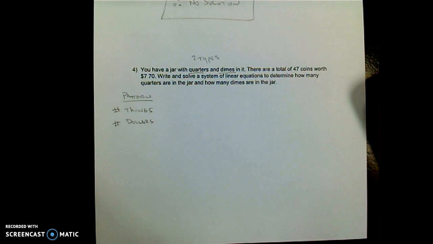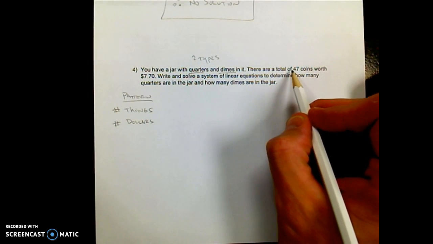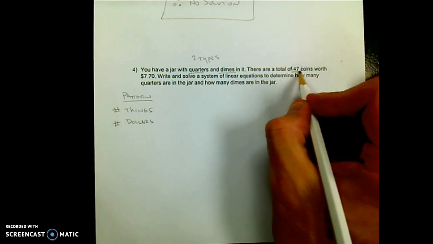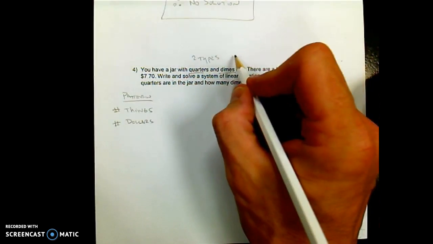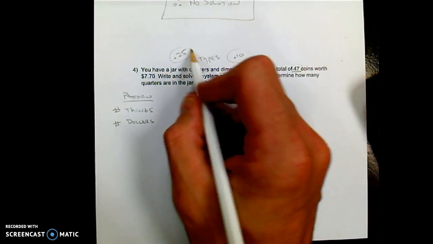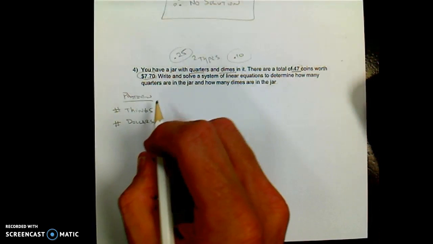Short sleeve t-shirt, long sleeve t-shirt. Small pizza, large pizza. Half sandwich, full sandwich. Adult tickets, kids tickets. Whatever the variety of question, whatever information we're talking about, it boils down to the same set of relationships. So two types of items, quarters and dimes, for a total of 47 coins. I also know that a dime is 10 cents, a quarter is 25 cents, then I have a total of $7.70. So let's go ahead and lay things down.